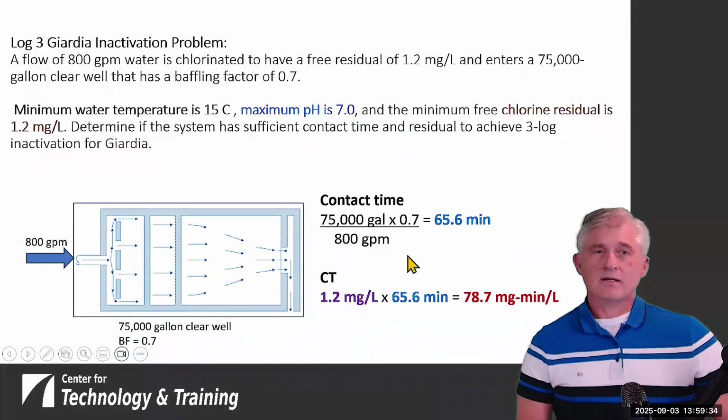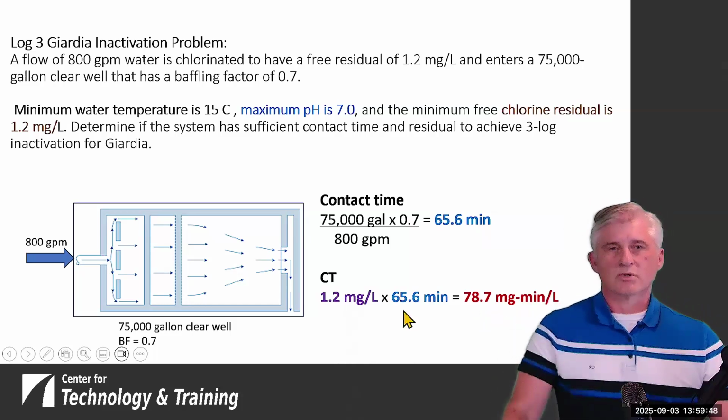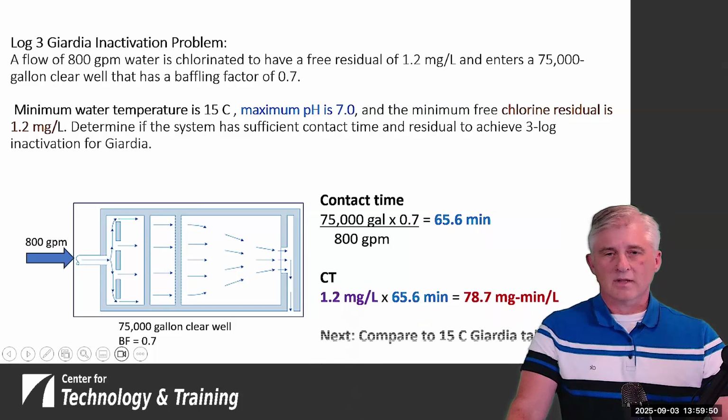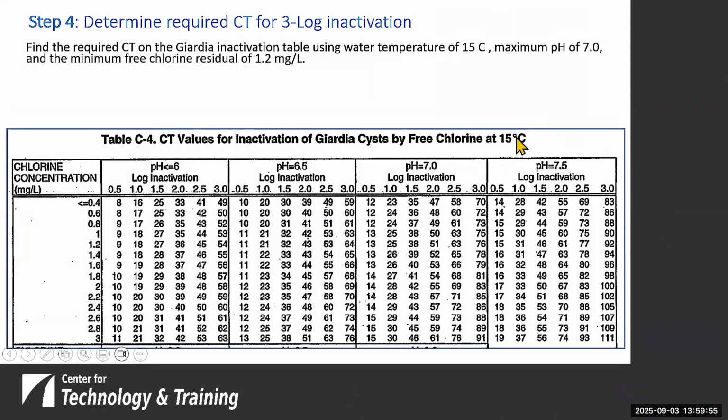Now our CT is going to be the concentration of our free residual multiplied by the time that we came up with here, and that gives us 78.7 milligram minutes per liter. So we can look then at the table. So we've selected a table for 15 degrees Celsius. Our pH, we said, was a max of 7.0.